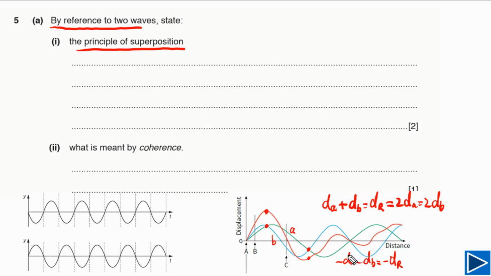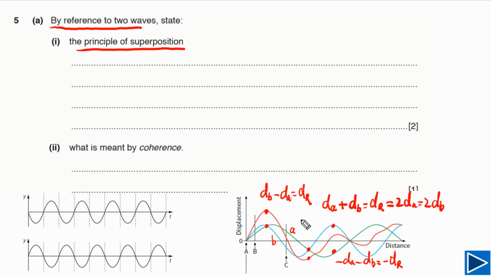Let's try to look at one point where one wave has positive displacement and the other wave has negative displacement. If we look at this point now, you can see wave B, the blue wave, dB, has positive displacement, and the green wave has negative displacement. So we can say dB is positive, dA is negative. But in this case, dB is greater, so the displacement of the resultant wave will be positive.